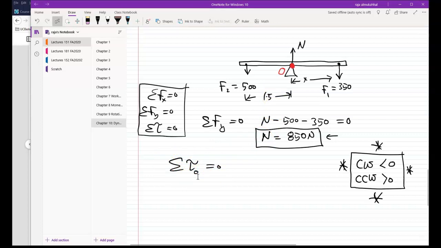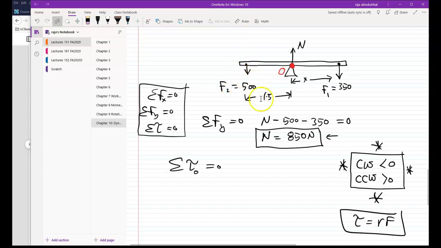Now I come back to this, sigma tau equals 0. And remember, tau is equal to what? Let me just remind you. Tau is equal to RF, correct? I don't need the sine or cosine because everything is perpendicular. Look at that. The force here is perpendicular to the moment arm. I don't need to bother with the sine and cosine here.